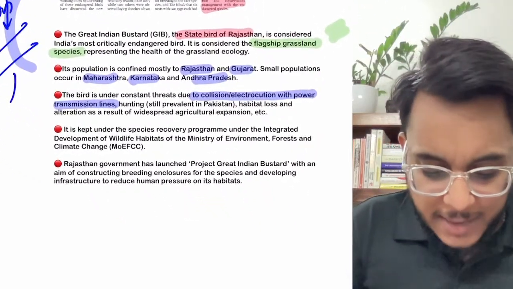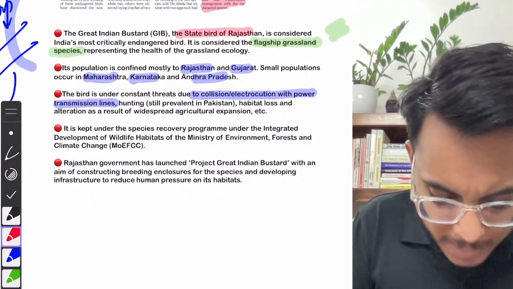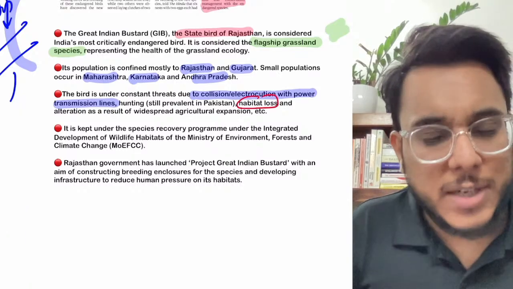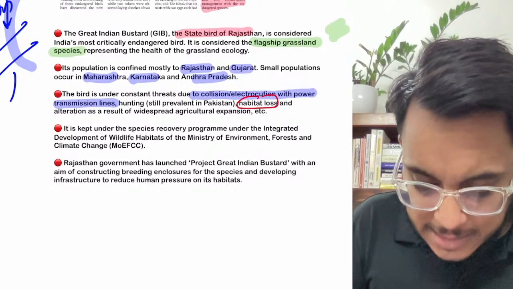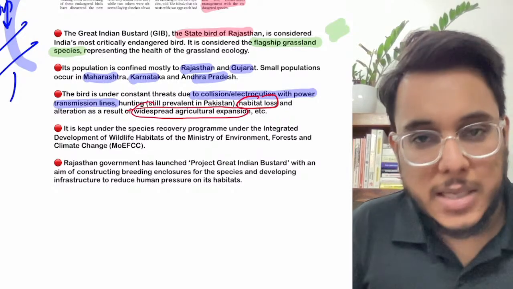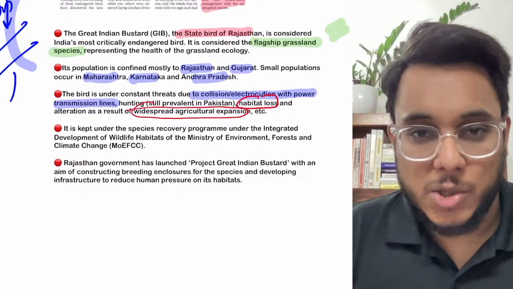Now guys, after that there has also been habitat loss, because of unplanned development, their habitats have been lost. Then there is the widespread agricultural expansion that has happened, and the grasslands have been destroyed. Is it clear?